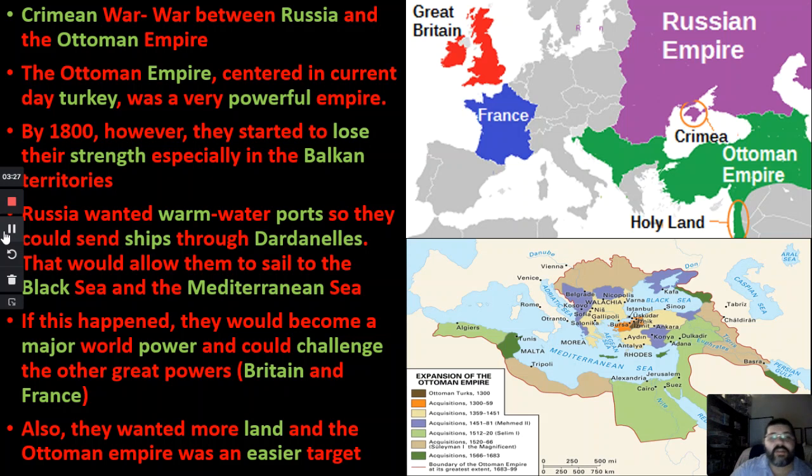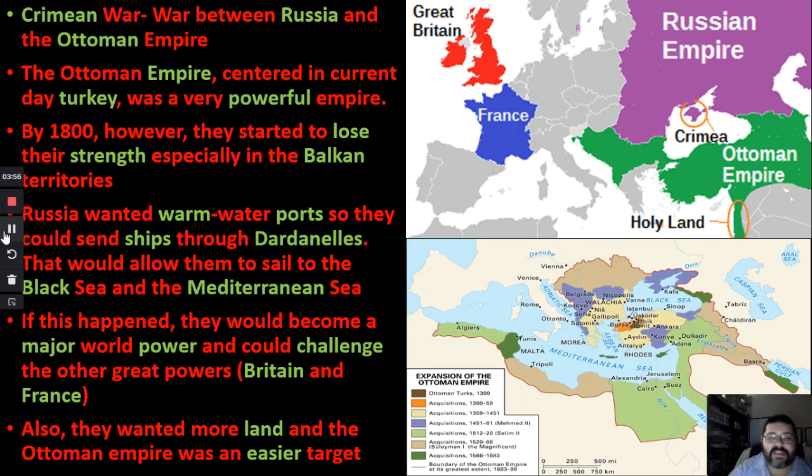So the Crimean War. This was a war between Russia and the Ottoman Empire. Here's the thing, the war going on right now between Russia and Ukraine actually goes back to this time, believe it or not. Russia was doing the same thing then as now. They were trying to take over a lot of territory.